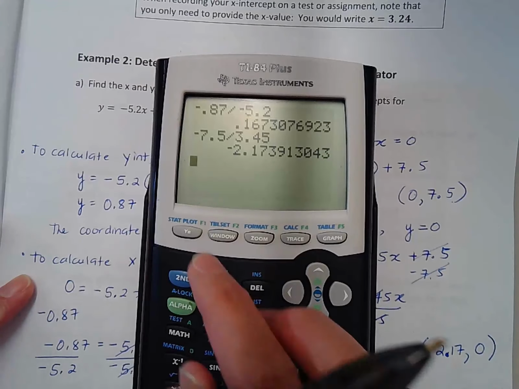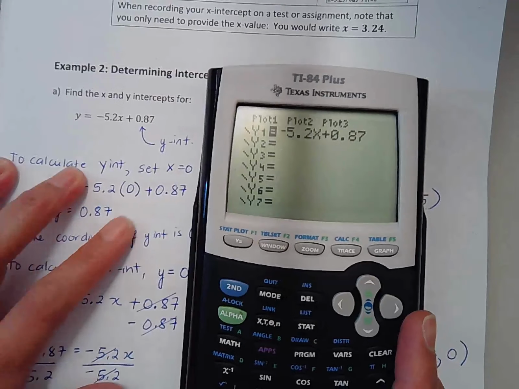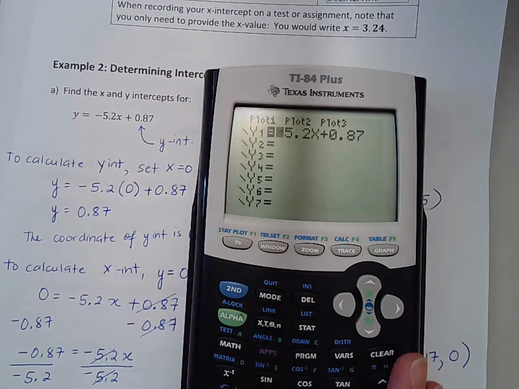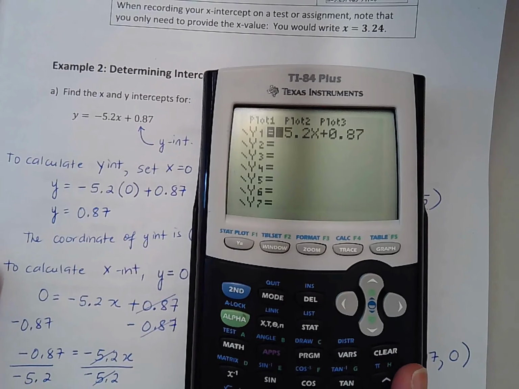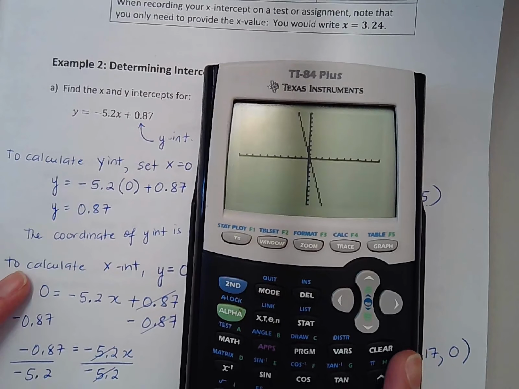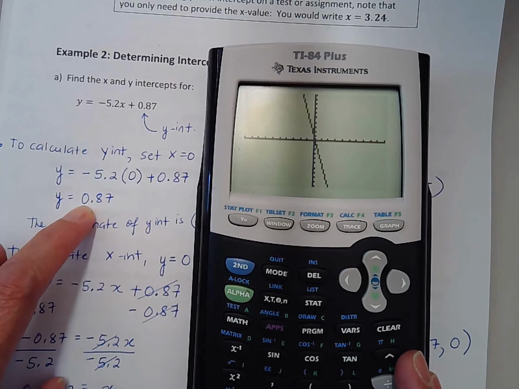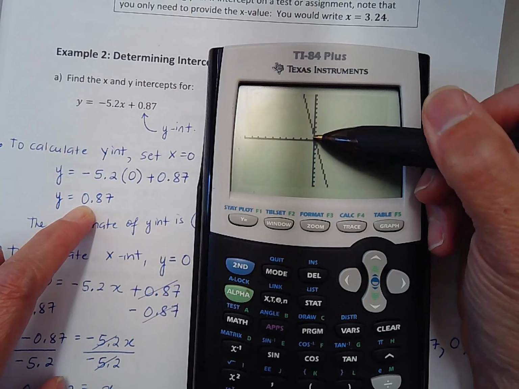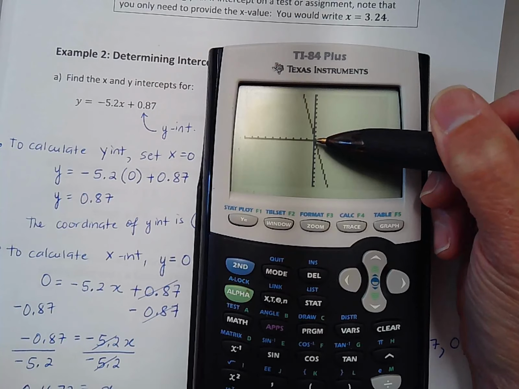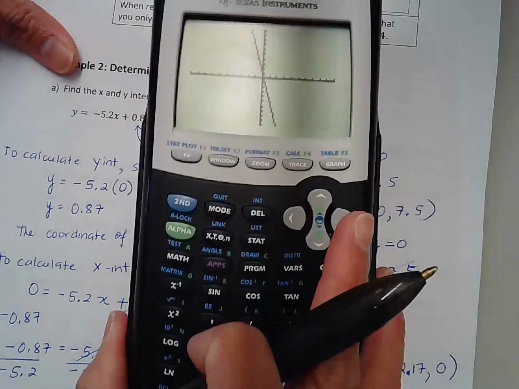Okay, so let's go to y equals. Our equation is still there, right? Our function is still there. Then we press graph. As you can see, the y-intercept is 0.87, so it's really up there. And the x-intercept is really, really close to 0. That's why it looks the way it does.